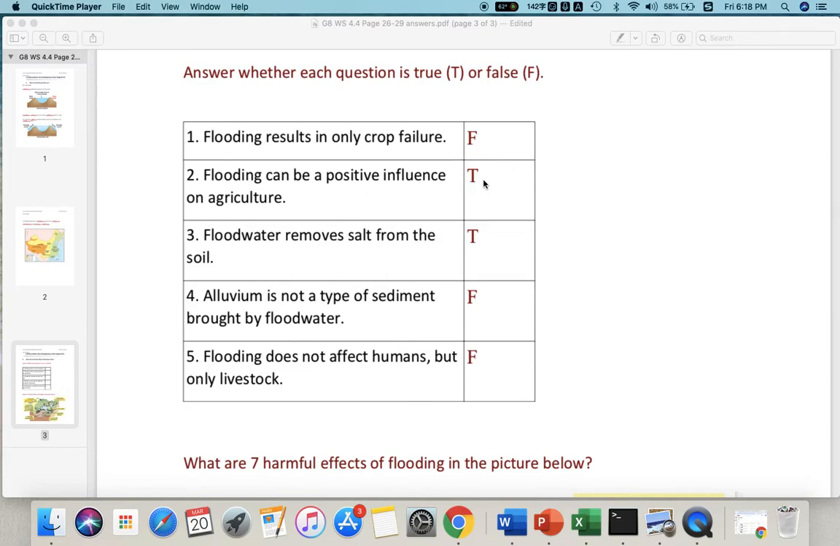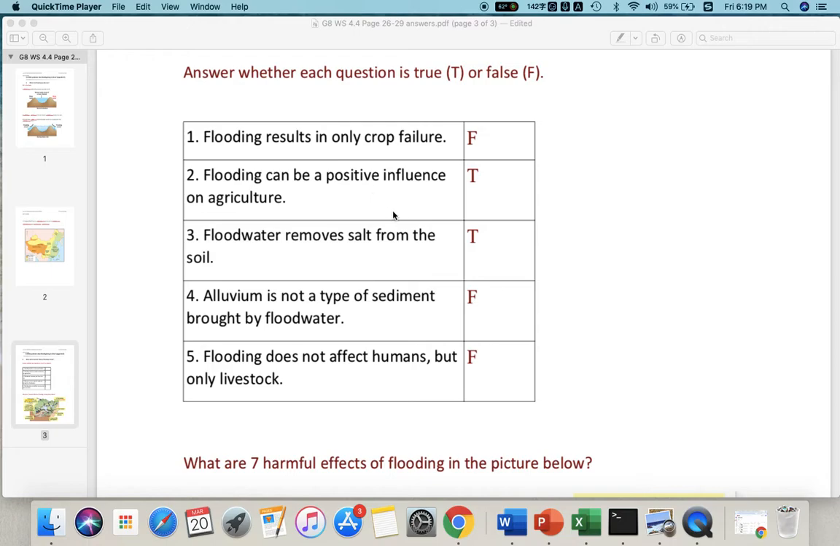Number two, flooding could be a positive influence on agriculture. This is correct. Some of you wrote false for this question. If the flooding is not on a big scale, the places flooded by the flood water might get something called alluvium. Alluvium soil may be made. 沖積土啦, so you can refer back to page 28. If you want to know more, see the pink box.